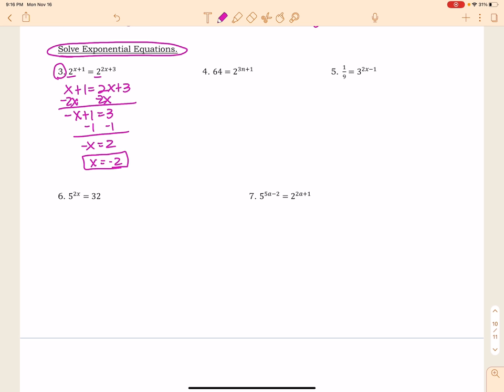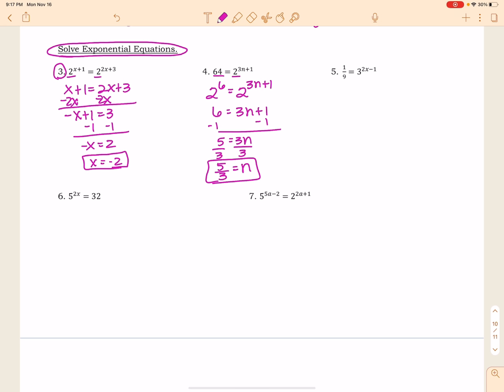Not horrible. Okay, let's look at number 4. I've got a base of 2. Well, 64 is not written in a base of 2, but I can write it in a base of 2 because it's actually 2 to the 6th power. So as long as I can write the number in the same base, I'm good. And then I can just set the exponents equal to each other. And then I can solve like normal. I can just divide by 3 here so that n equals 5/3.